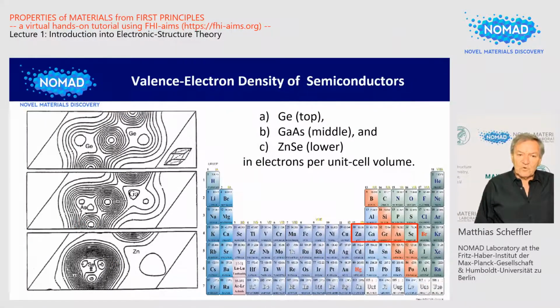There is one more result from the Cohen group, which I'd like to share with you, the valence electron density of semiconductors, comparing germanium, gallium arsenide, zinc selenide. You see these atoms here in the periodic table. You just go to the left and right from germanium. And very clearly, one sees that for germanium, the bond is covalent. The electron density is very nicely in the middle between the atoms. In gallium arsenide, it's still largely covalent, and in zinc selenide, it's already largely ionic.